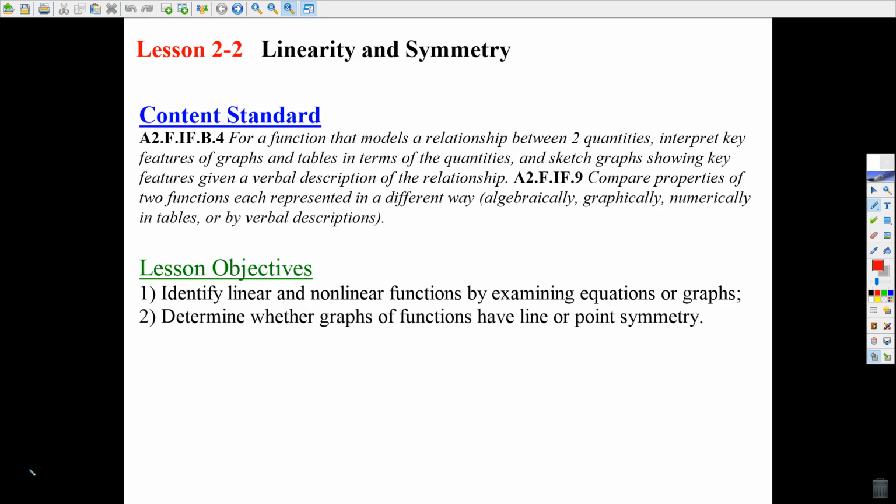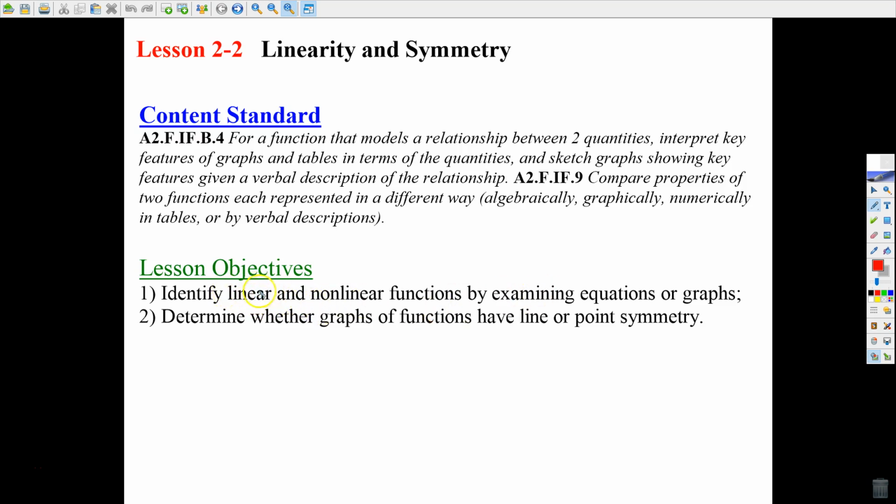Today's lesson is on linearity and symmetry. What it boils down to today: there are two goals for this lesson. I want you, at the end of this lesson and after practicing, to be able to identify whether or not a function is linear.